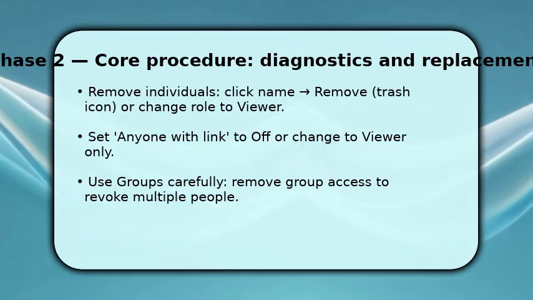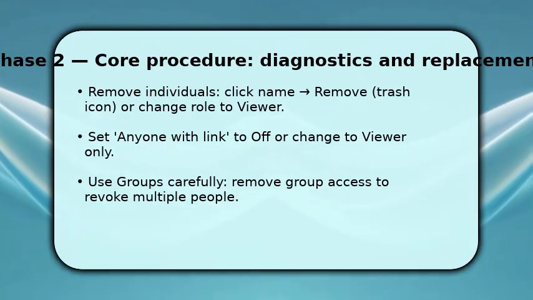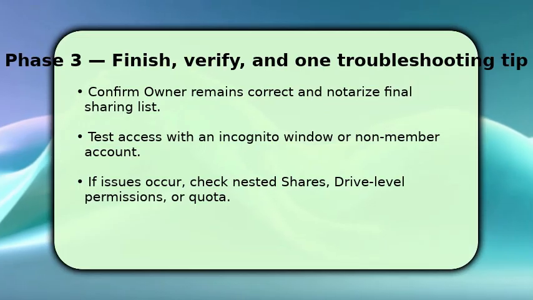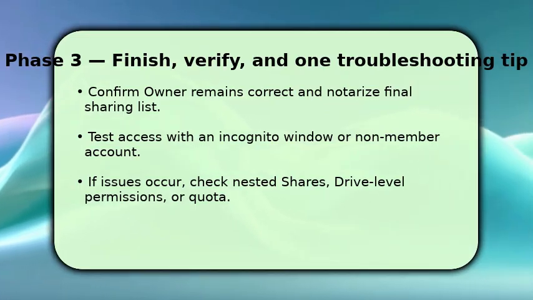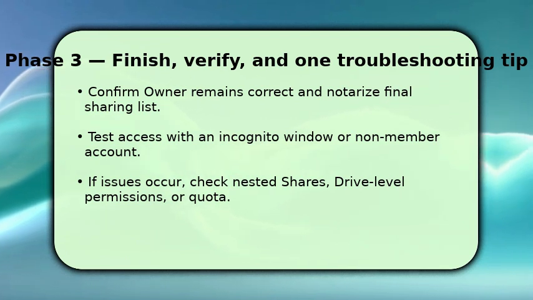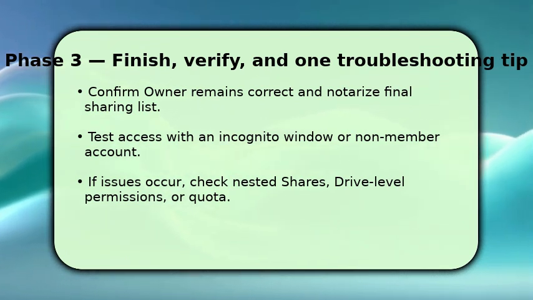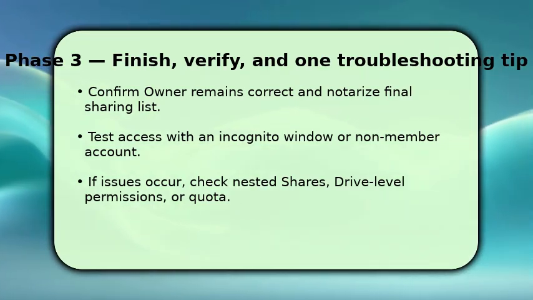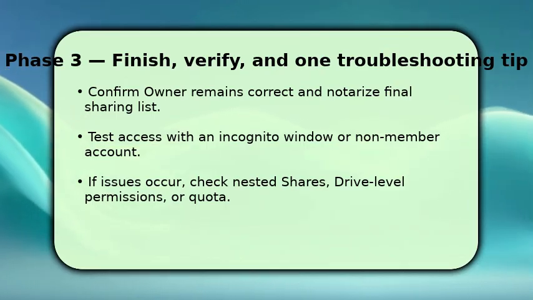Finish by verifying. Revisit the share dialog to confirm only intended people keep access and ensure the owner entry is correct. Once done, test with an incognito browser or a different Google account to confirm the sheet is no longer accessible. If someone still can view it, make sure there are no nested shares via other folders or drive-level permissions. Also confirm you save changes.